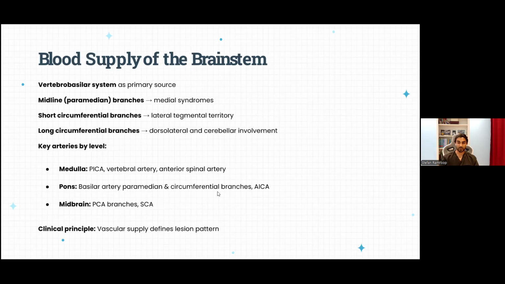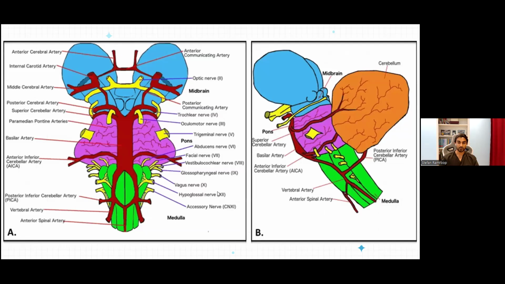The functional organization of the brainstem only makes sense if you pair it with its vascular supply. The brainstem is perfused almost entirely by the vertebrobasilar system, and the vascular branching pattern directly explains the classic brainstem syndromes. There are three major categories of penetrating vessels. One, the paramedian branches. These arise directly from the vertebral or basilar arteries and enter the brainstem at the midline. Two, the short circumferential branches. They sweep laterally into the tegmentum and supply cranial nerve nuclei, sensory pathways, and reticular formation. And three, the long circumferential branches that reach the more dorsal and dorsolateral regions, often extending into the cerebellar structures.